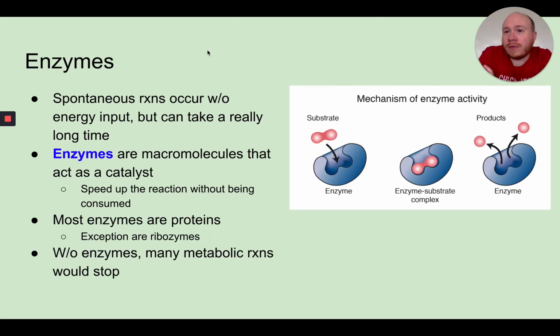So one of the other things that we look at for this chapter is enzymes. Enzymes are going to be a special kind of protein. Spontaneous reactions occur without energy input, but they can take a really long time. So catabolic pathways like breaking down sugar can happen, but they take forever. And so our cells instead use what are called enzymes, which are macromolecules that act as a catalyst. They basically just speed up the reaction without being consumed.